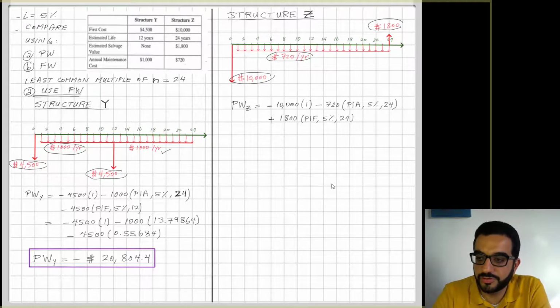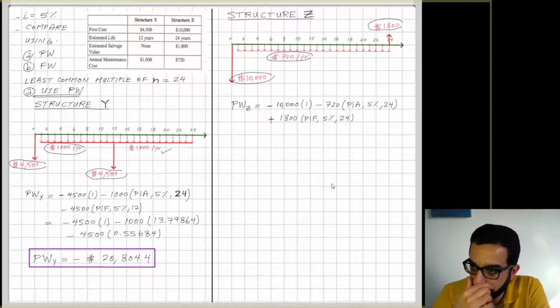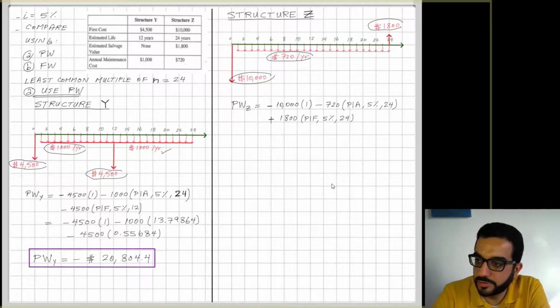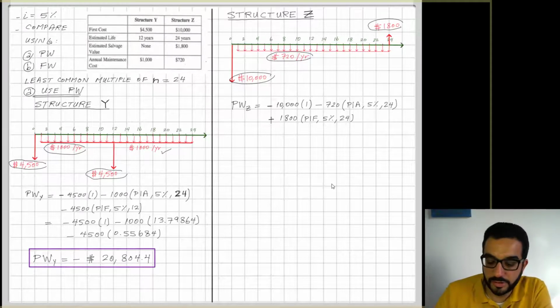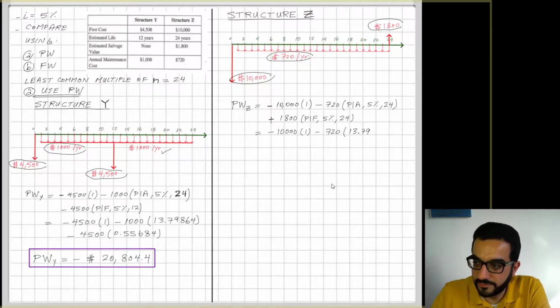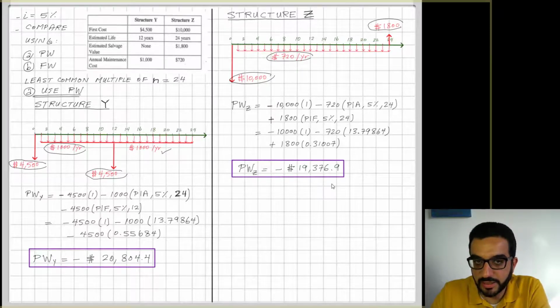Similar process to what we have seen, just one less term compared to structure Y, because I don't have that transition from cycle 1 or cycle 2 or buying a new cycle. Here we have P given F for 24 years, moving the 1800 in the future. And remember the signs here. So 1800 is the only positive cash flow we have, and everything else is negative. So if I bring the values of the factors, I'll find my present worth to be negative $19,376.